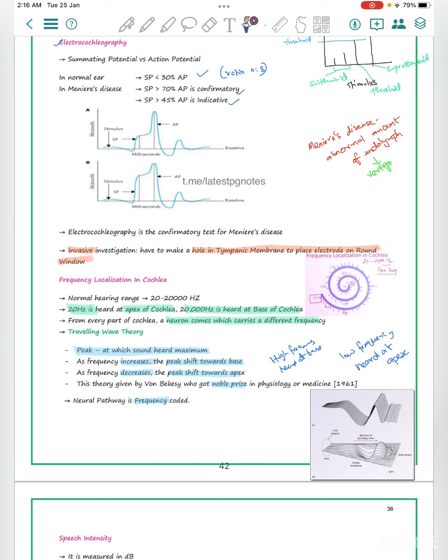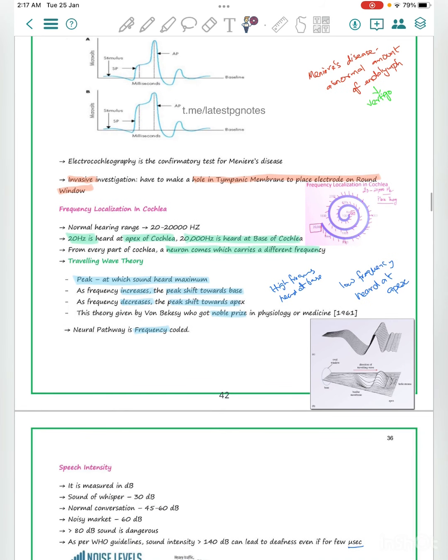And then we go into the traveling wave theory. For this theory, Von Bekesy won the Nobel Prize in Physiology or Medicine in 1961, guys. According to this theory, this is the base, the round window. From this the high frequency goes to the apex and becomes lower frequency. So as the frequency increases, the peak shifts towards the base, and as the frequency decreases, it shifts towards the apex. So higher frequencies are at the base and lower frequencies are at the apex. The neural pathway is also frequency coded.